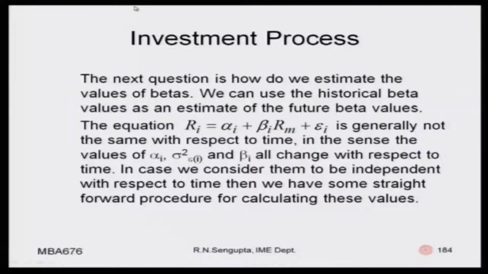So, the next question is how do you estimate the values of betas? We have been talking that beta is the slope, it is tan of theta, and it solves all our problem. The next question is how do we find beta? We can use historical data to find the beta. Now, to estimate the future values of beta.